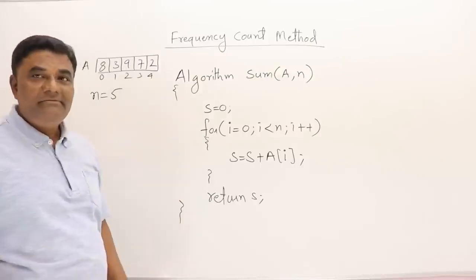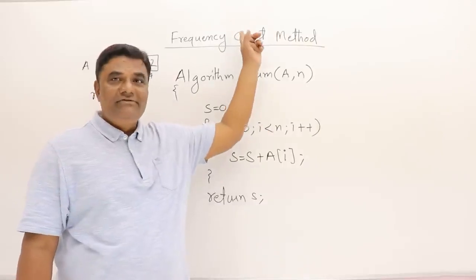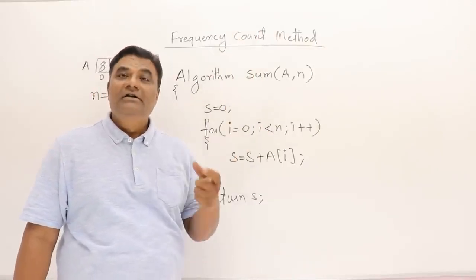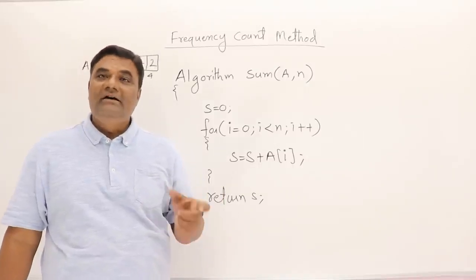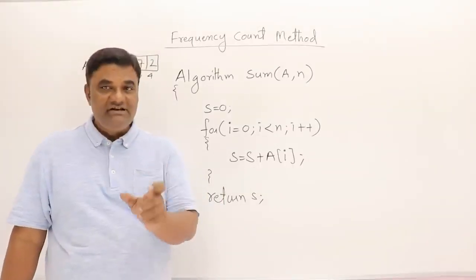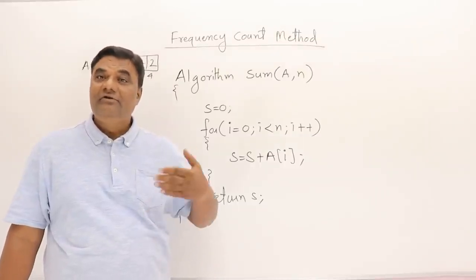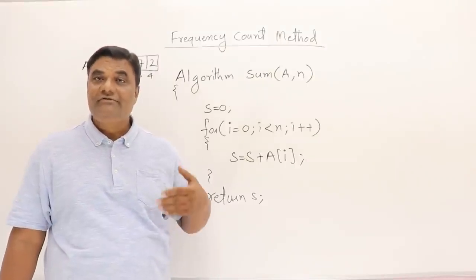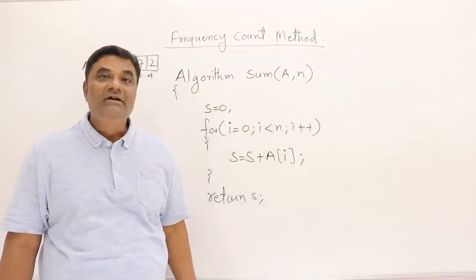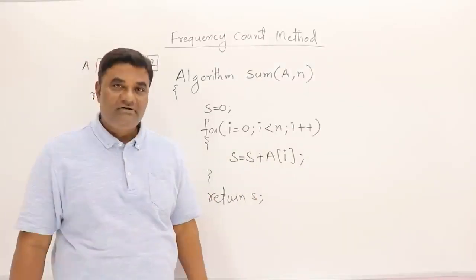Let us analyze the time taken by this algorithm. So how do we do that? By using the frequency count method. The time taken by an algorithm can be known by assigning 1 unit of time for each statement. And if any statement is repeating for some number of times, the frequency of execution of that statement will be calculated and we find the time taken by that algorithm.